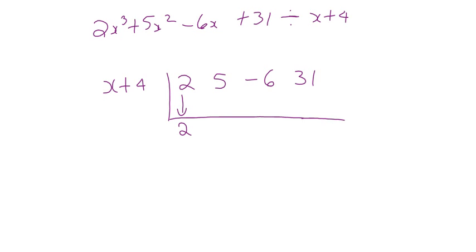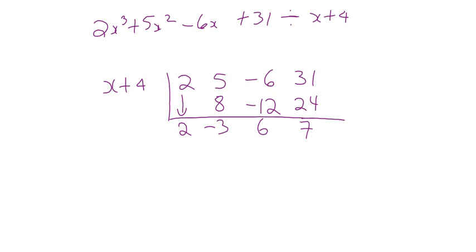Now, we're going to go 4 times 2 is 8. 5 minus 8 is negative 3. We're going to go 4 times negative 3 is negative 12. Negative 6 minus negative 12 is positive 6. 4 times 6 is 24. 31 minus 24 is 7.